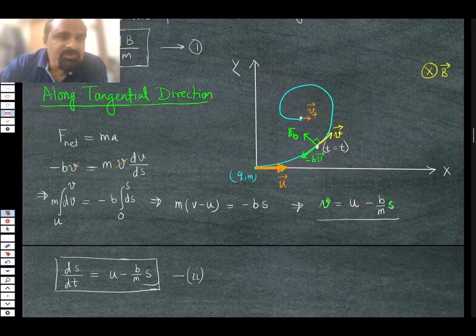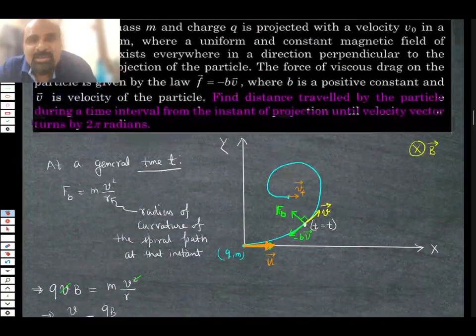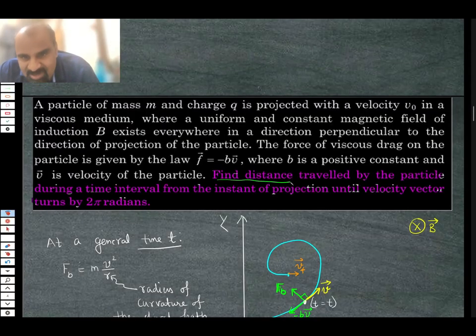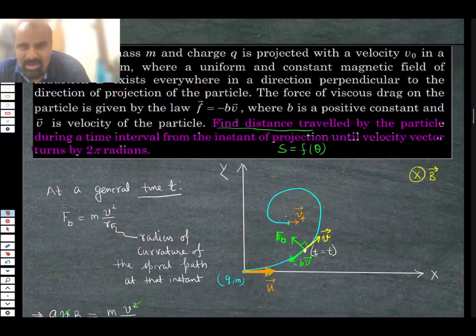If I divide it, I will get s in terms of theta, because eventually you have to find, let's go back and read the question. Eventually what you have to find? You have to find distance traveled, in other words s, during a time interval. Time we don't have to find. The time interval is written, we have to find when the angle rotated is theta. So if you can find distance traveled as a function of theta, then in theta we'll put 2 pi and we'll get the answer.